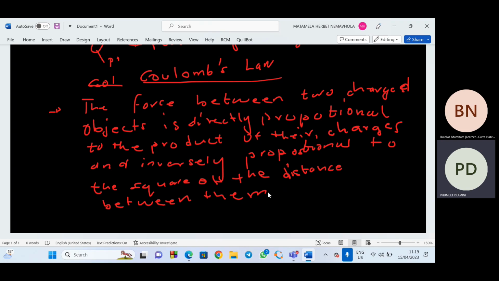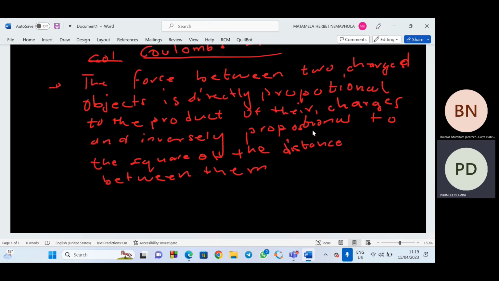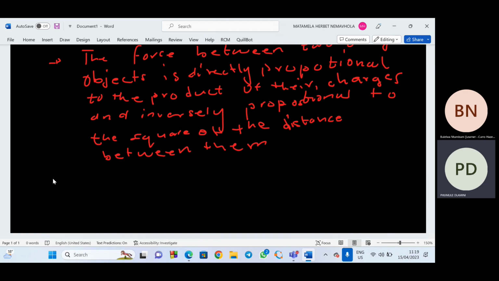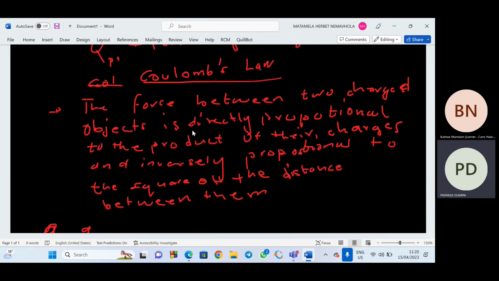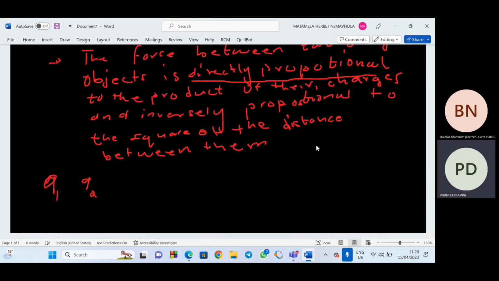So what is the meaning of this statement that I have read here? The force between two charged objects, which means we have an object which we can call Q. There are two objects, so we can call this one Q1 and the other one Q2. Directly proportional means it is directly proportional to the product of their charges. Directly proportional is represented by this symbol.